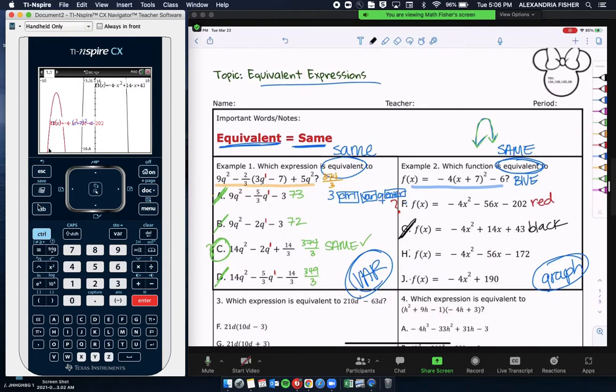Now we're going to try H. Tab. Negative 4x squared minus 56x minus 172. Enter. And see how that one's purple? And it didn't fall on top, so we can eliminate H. And then we'll press tab. And we'll try J. Negative 4x squared plus 190, enter, and that one's green, and it did not fall anywhere close to the blue. So F is my answer. And you could have also done example 2 with var if you wanted. Either way works.